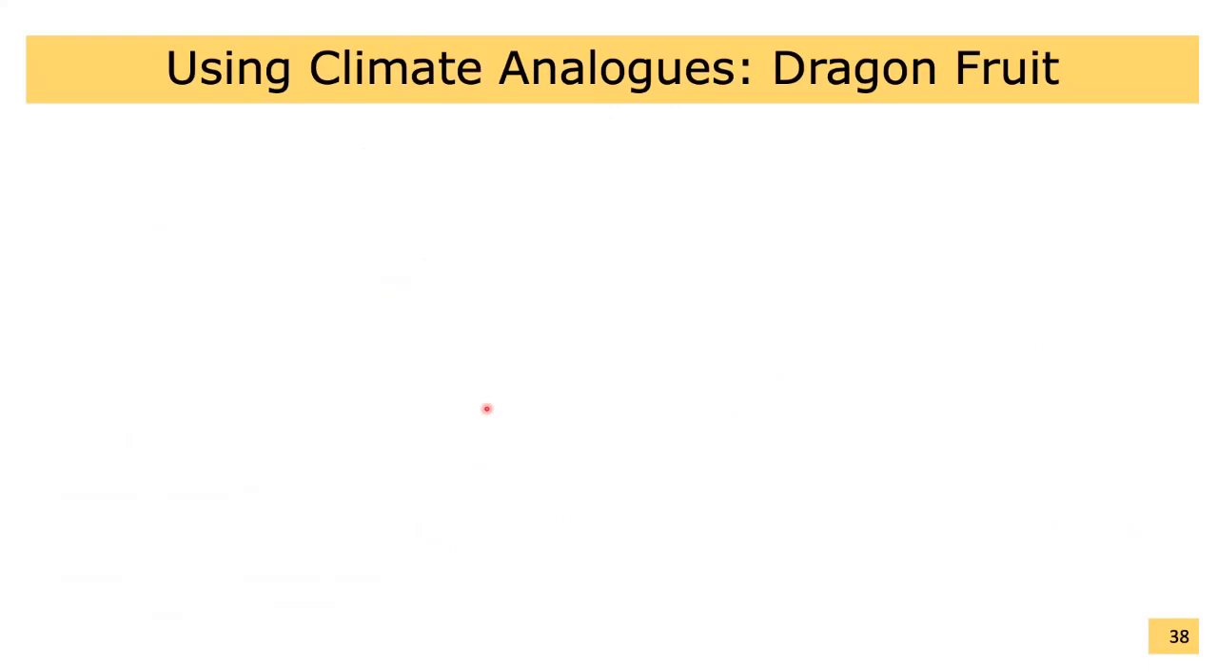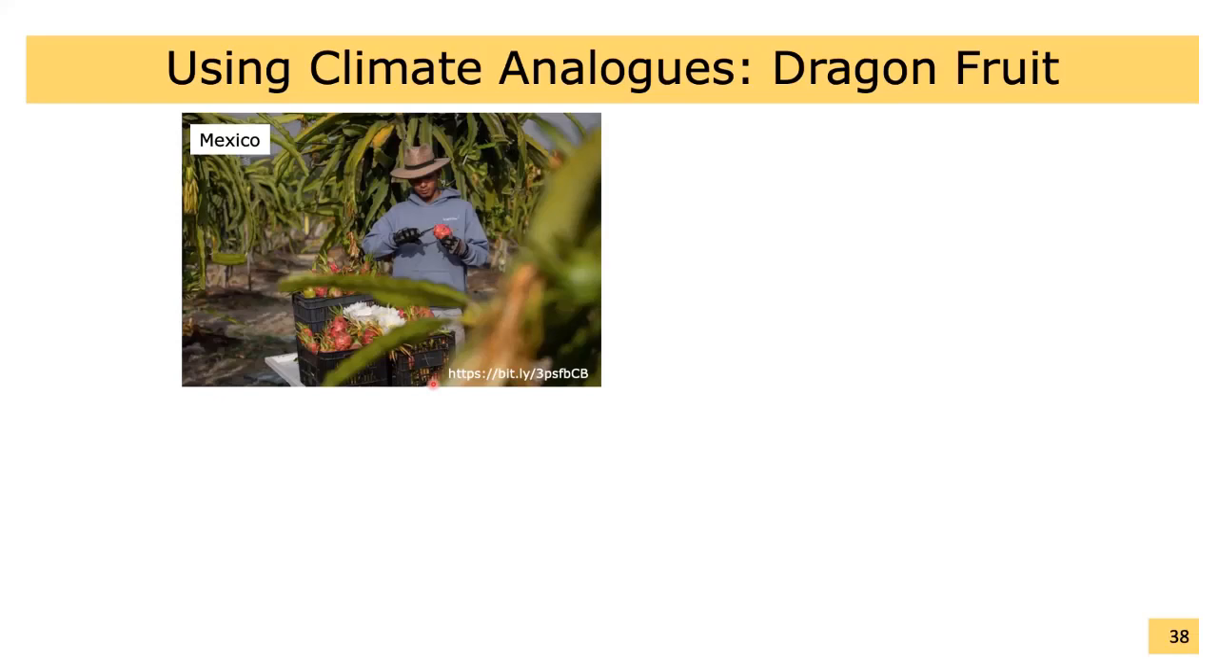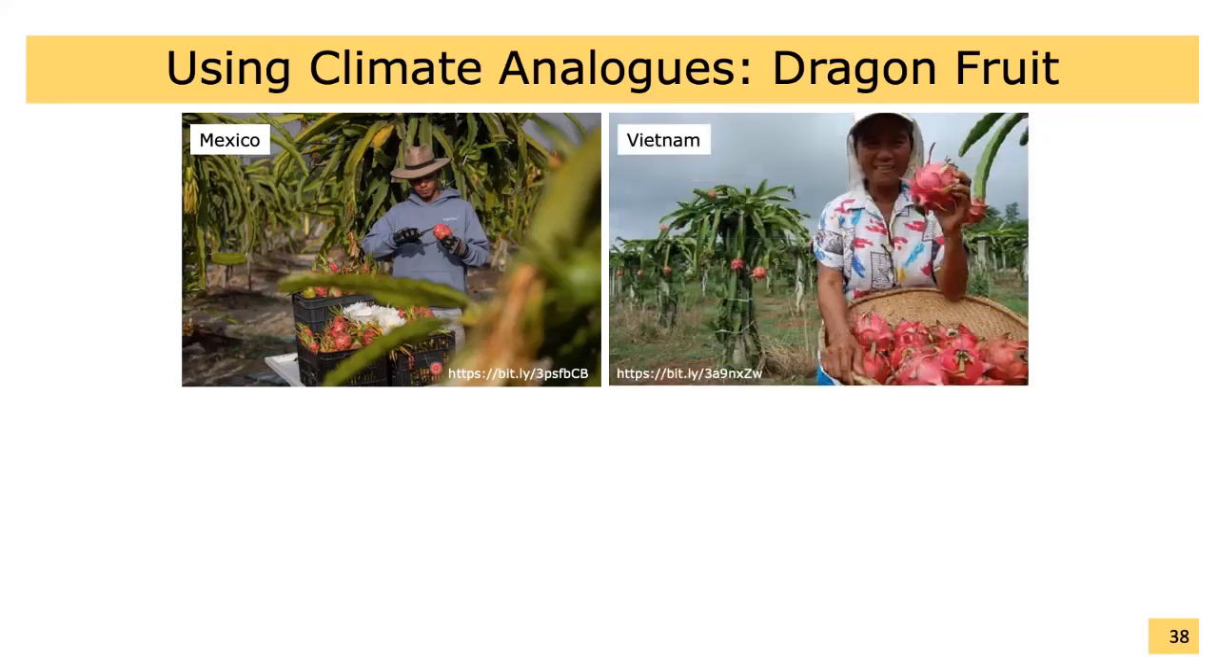Using climate analog, dragon fruit as an example. Dragon fruit is a good example of how growers from across the world have taken advantage of climate analog. Dragon fruit is native to Central America and Northern South America. Climate analogs can be used to find other areas where it can potentially grow. The French colonists introduced dragon fruit to Vietnam over 100 years ago. It is now widely grown over there and has become a popular fruit in almost the whole of Southeast Asia.